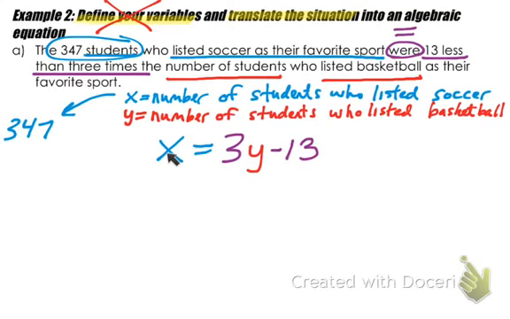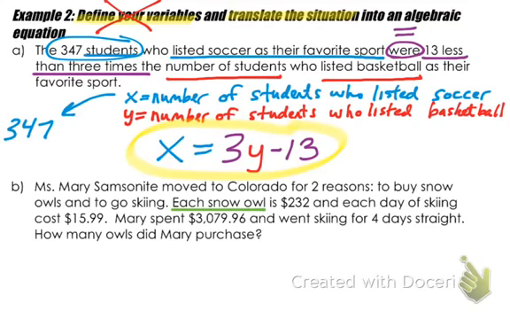Okay, so this represents that the number of students who listed soccer as their favorite sport were 3 times the number of students who listed basketball as their favorite sport, but 13 less than that. That would be our answer translated. So then the second example, for number 2, we have to do the same thing.